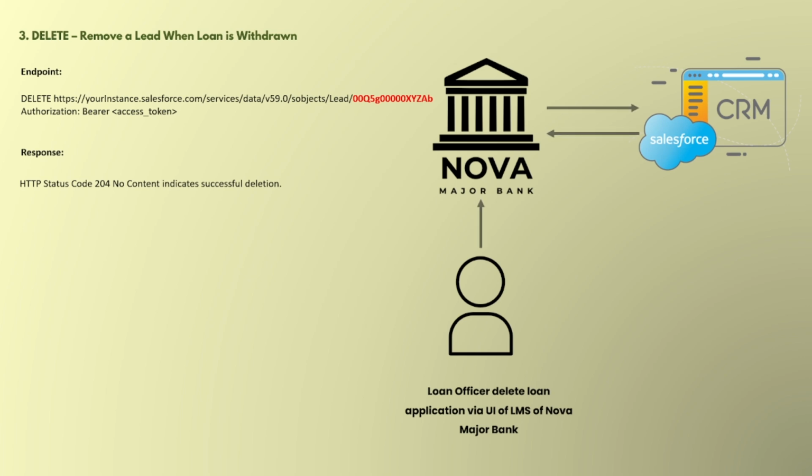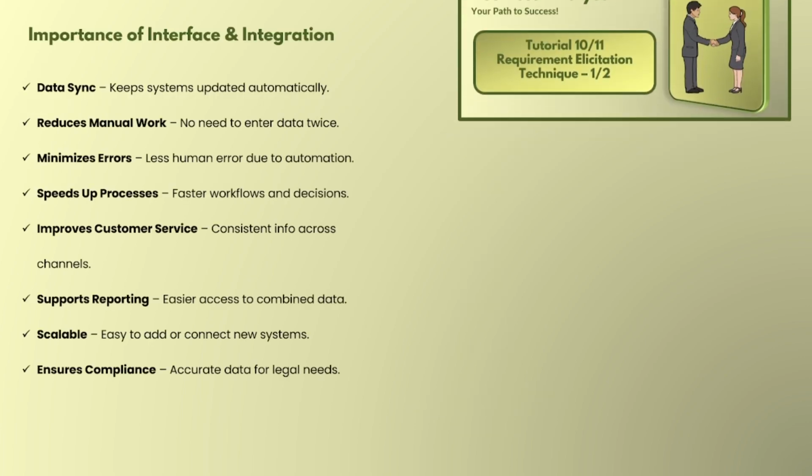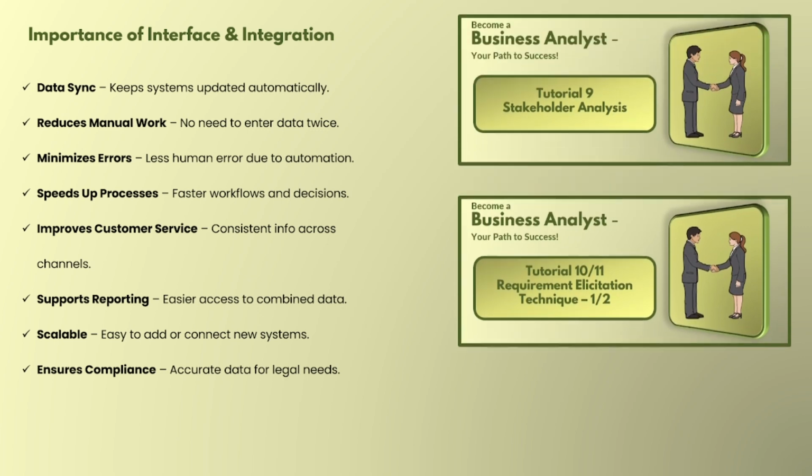So delete is something which needs to be done, but whose data needs to be deleted? For that, in the red you can see the ID, and the response again comes with code 204, which means this operation happened successfully. So this is nothing but API, the communication way: exchanging data, updating data, deleting data, adding data, whatever is happening between two systems is happening in this way in the background. So now let's move and check the importance of interface and integration.